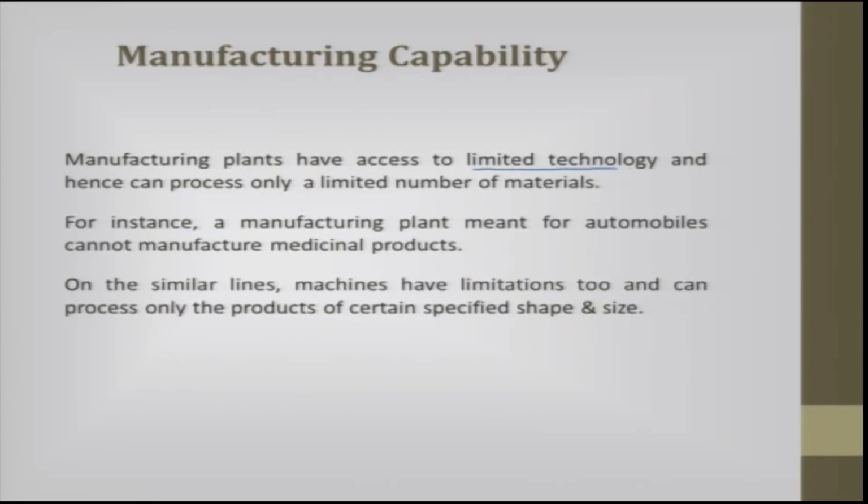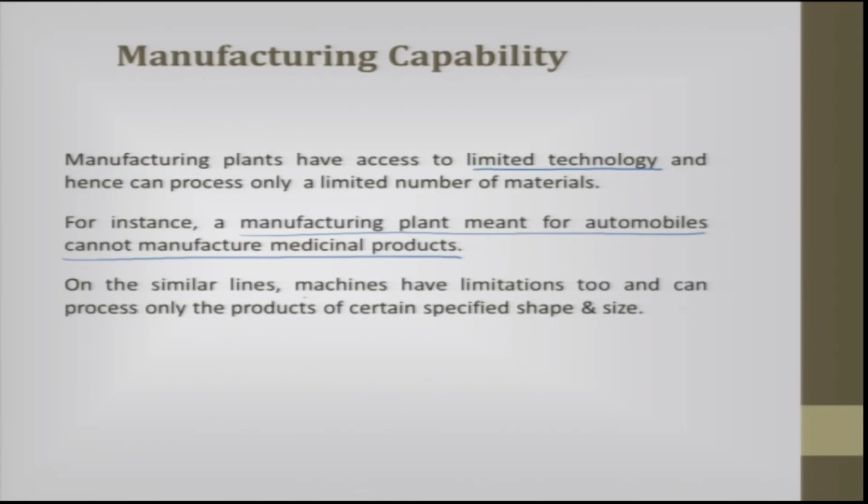It is also limited by technology. For example, if somebody has a factory which works completely on metals, then plastic cannot be worked there. So, there is a technological limitation. For instance, a manufacturing plant meant for automobiles cannot produce medicine. Medicinal products need a lot of clean air, which also has to be maintained, and they are more powder based. Automobiles are metal components or plastic components, so it is a completely different technology. A company which makes automobiles cannot make pharmaceuticals, and a company which makes pharmaceuticals cannot make automobiles.